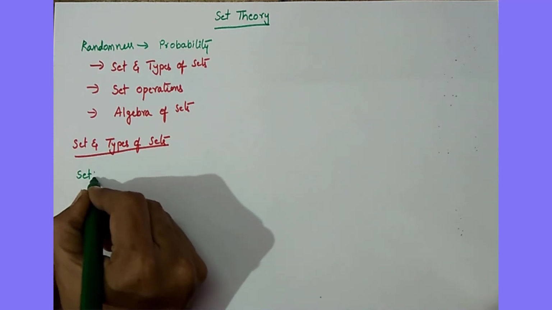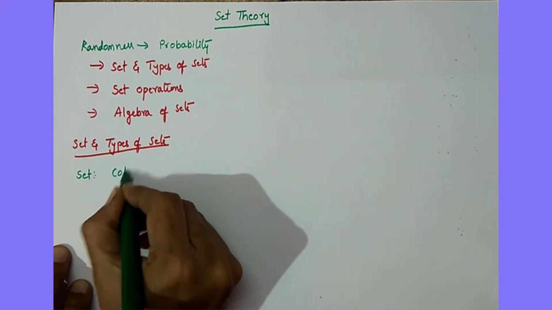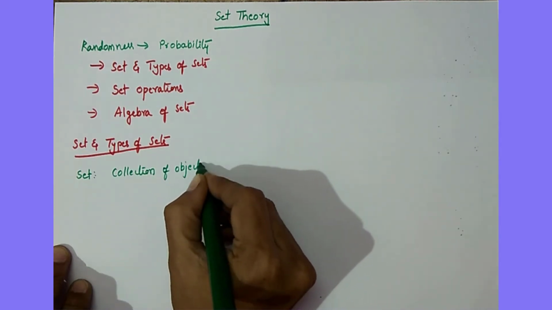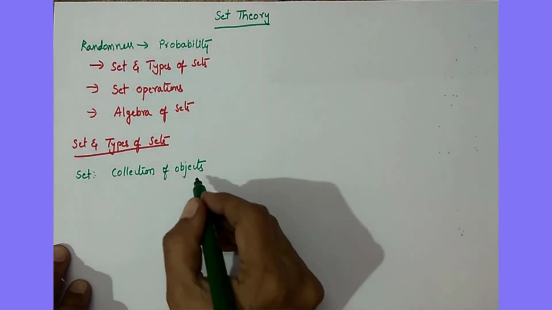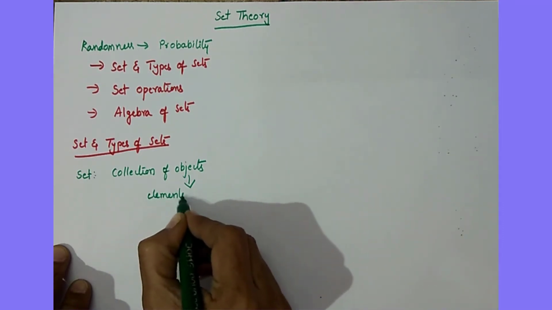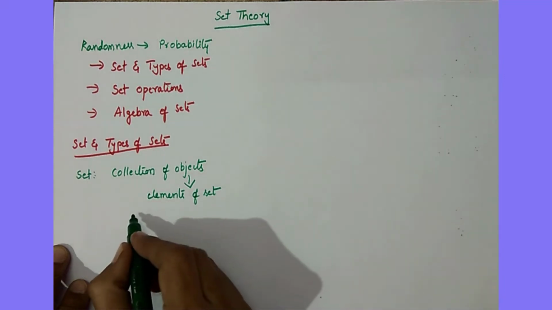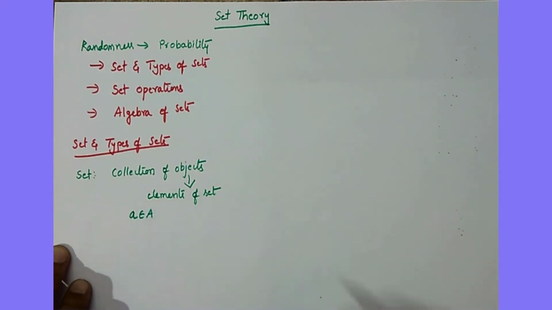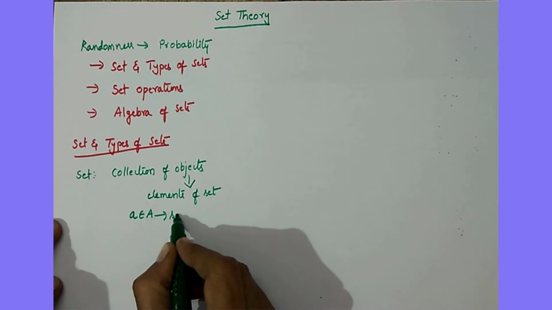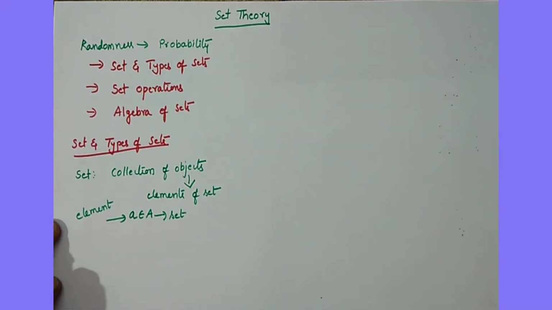What is a set? A set is a collection of objects. These objects are called elements of the set. The set representation is like this: a ∈ A. What is A here? A is the set and this small a is an element.